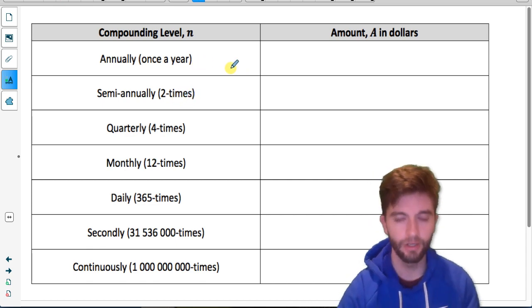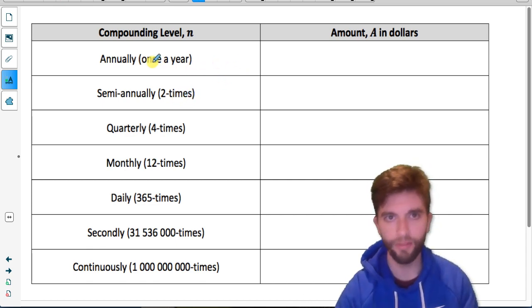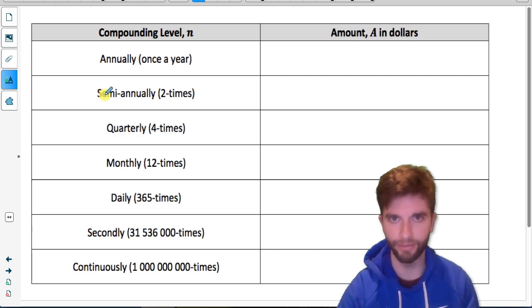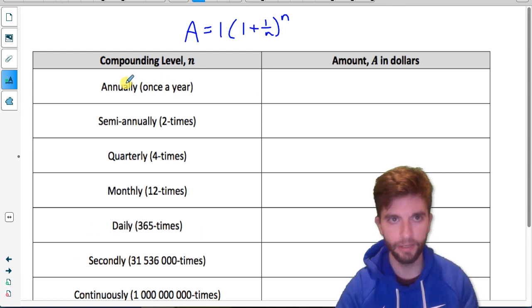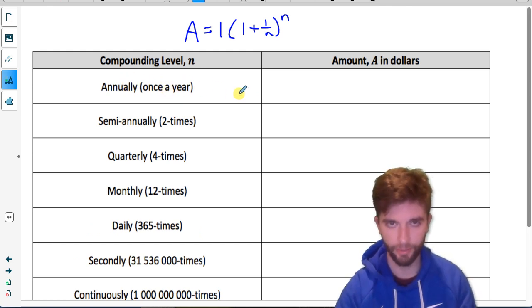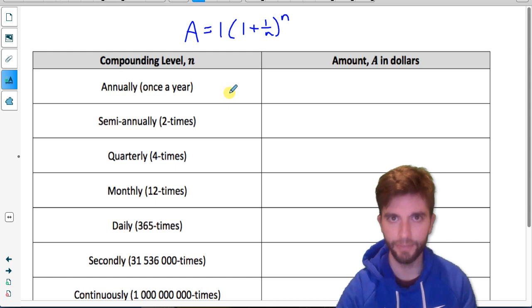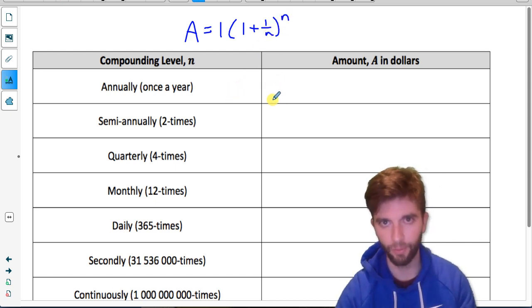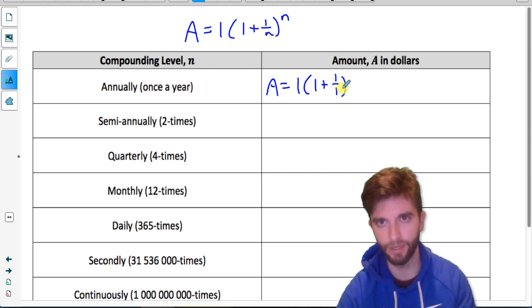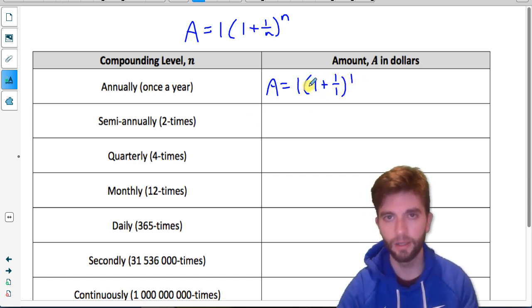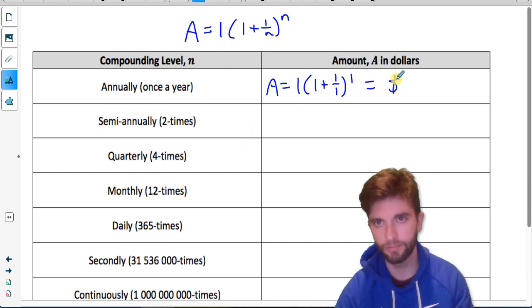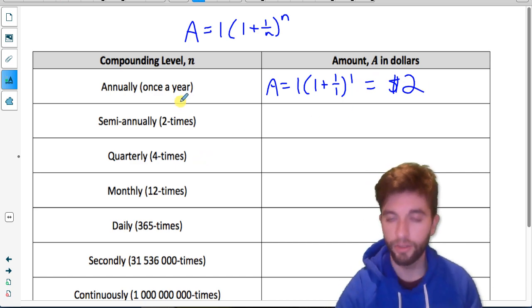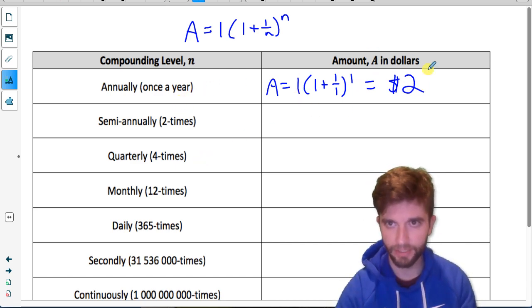So what if we only compound that interest once in the year, so at an annual compounding level? So in our formula, let me rewrite it at the top here. So if the compounding level is once a year, that means I'm only getting the interest once in that time period, so I would replace n with 1. So my future amount would be equal to 1 times 1 plus 1 over 1 to the power of 1. So that's 1 times 2 once. That would equal $2. So after 1 year, my $1 initial investment is up to $2.